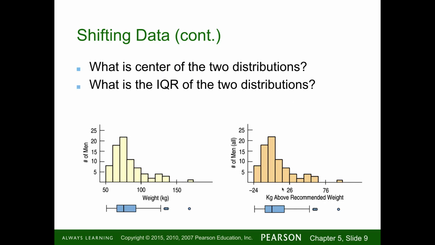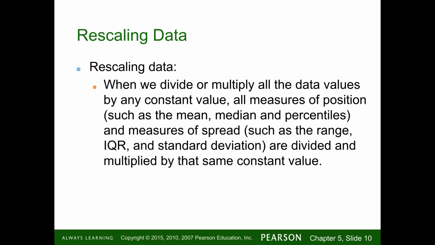So what is the center of the two distributions, and what is the IQR? Well, because the numbers are different, the numbers will be different. Does that make sense? Your median value will be different, even though the distribution looks the same. Your IQR, the interquartile range, will have a different value because the values are different.